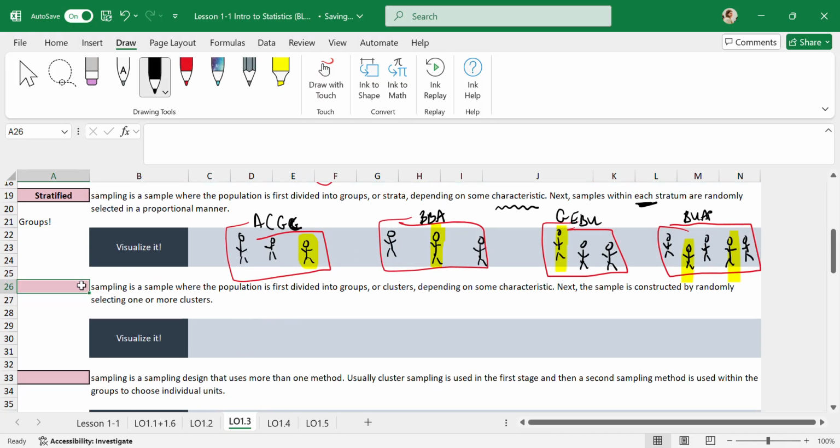The other form of sampling that involves groups is called cluster sampling. It also involves groups, but it is slightly different.